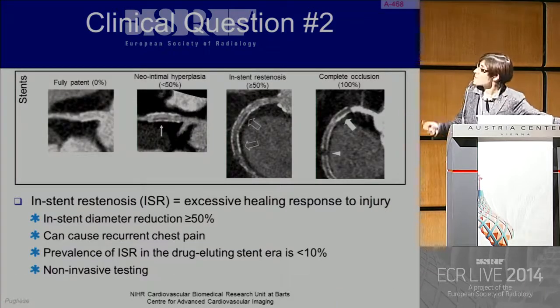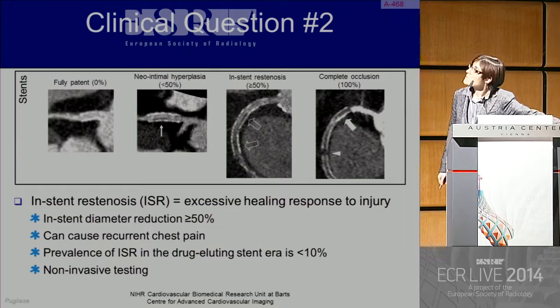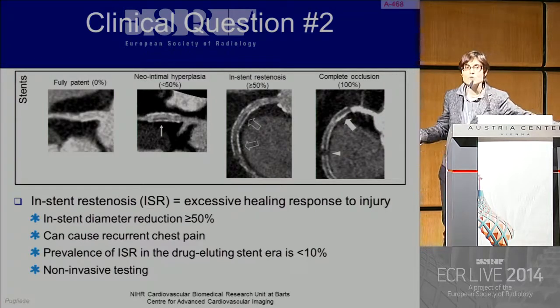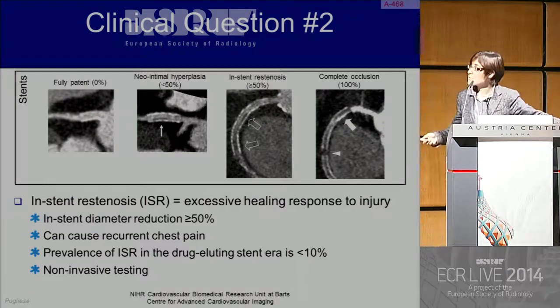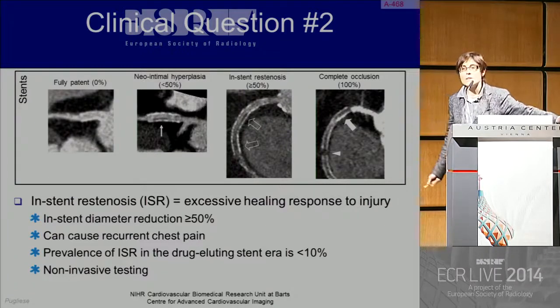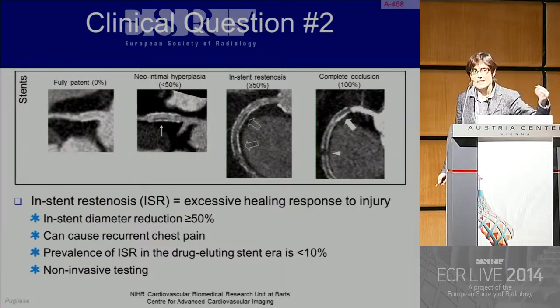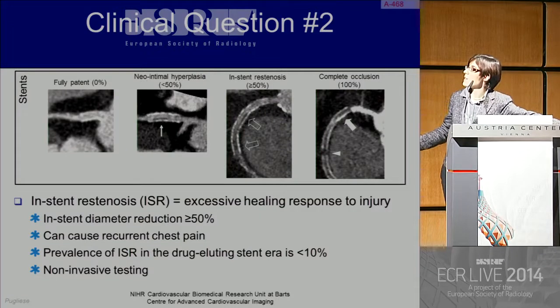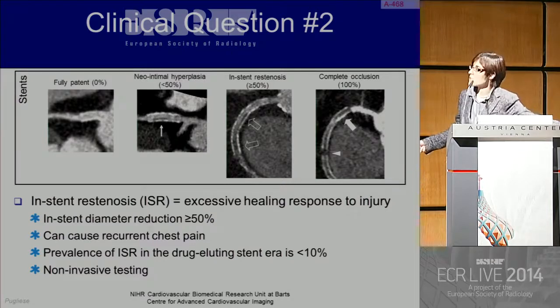In coronary artery stents, we are looking for something different. We are looking for a degree of in-stent restenosis. In-stent restenosis is the excessive healing response to the injury caused by the balloon, a process which is paraphysiological and we call neo-intimal hyperplasia. And when that is too much, we call it in-stent restenosis, which affects at least 50% of the in-stent diameter. When it is at least moderate, at least occupying 50% of the in-stent diameter, then it can be the cause of recurrent patient's chest pain.